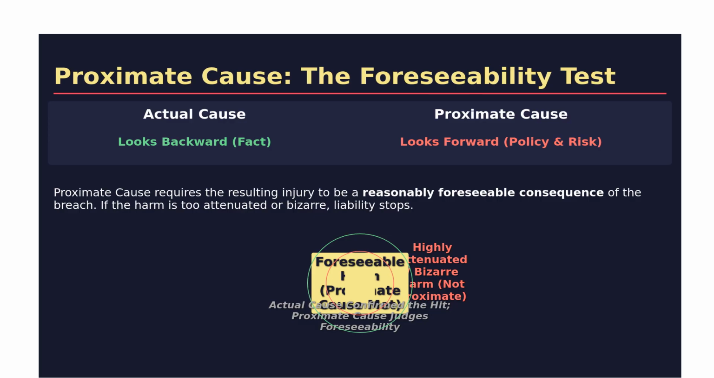Actual cause confirms the factual link. Proximate cause limits liability to the foreseeable consequences flowing from that link. If the resulting injury is too far removed or bizarre, it is simply not proximately caused.